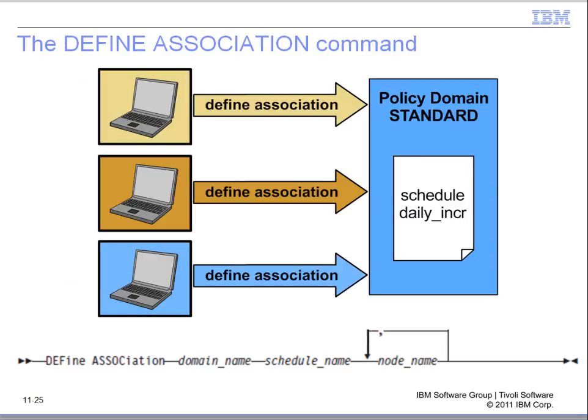We've defined the schedule. Now we need to associate our clients. We do this with the define association command. We're associating the domain and schedule name to the node names. Command line: define association, the name of your policy domain, the name of your schedule, and then you list the nodes that would be included for this schedule, separated by commas.